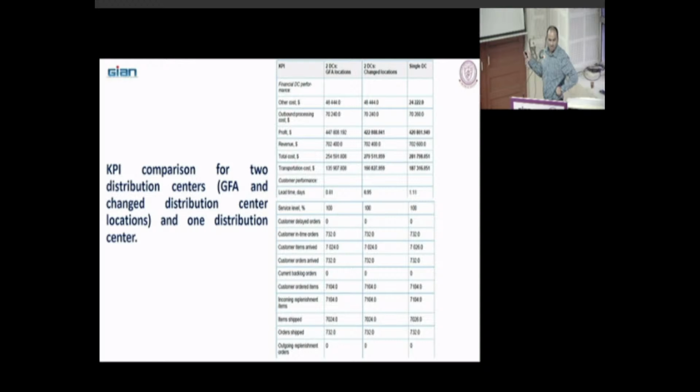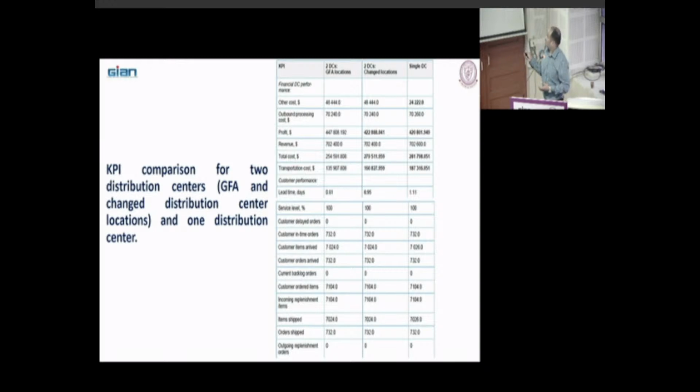Why? What is it related to? Processing cost. For all three cases it is the same. Why is it? Is there any problem in the results? Processing cost depends on how many orders you are delivering. So in all cases demand is the same. We are delivering the same amount of orders. That's why processing cost is the same.